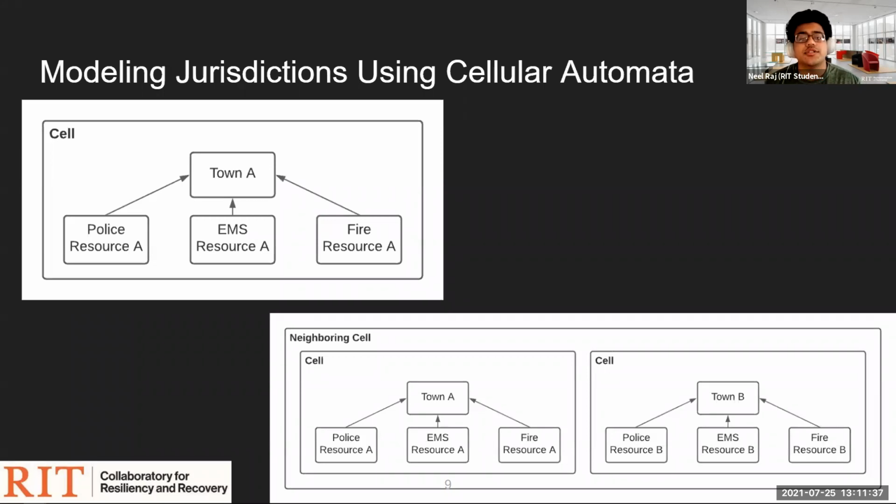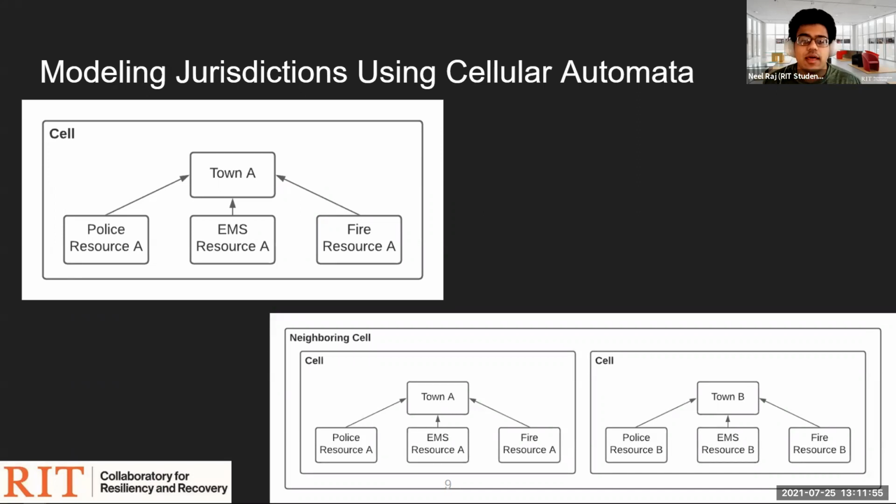So, modeling jurisdictions using cellular automata. So what exactly is a jurisdiction? Well, it's a unit of government, such as Pittsford. It's a town. Now, the top left cell is a cell of a jurisdiction. We call it Town A.